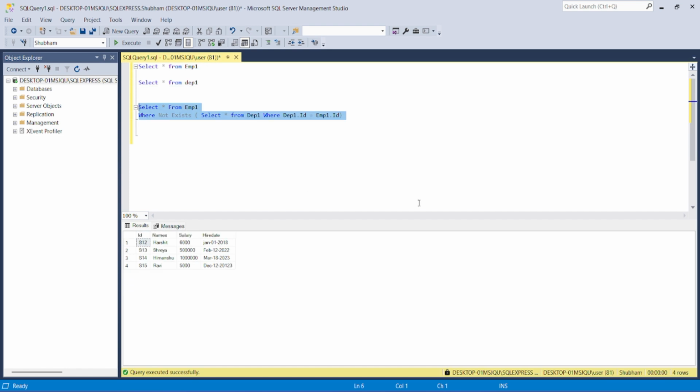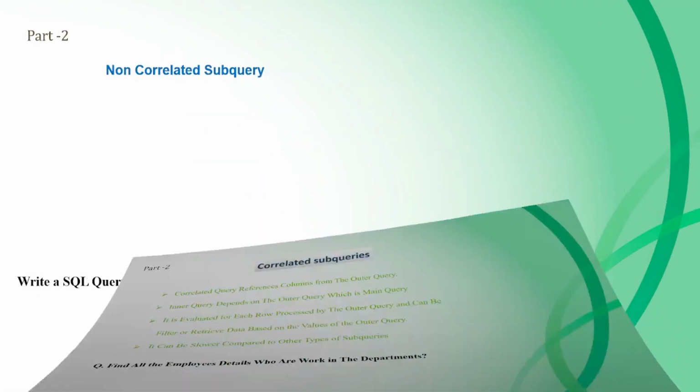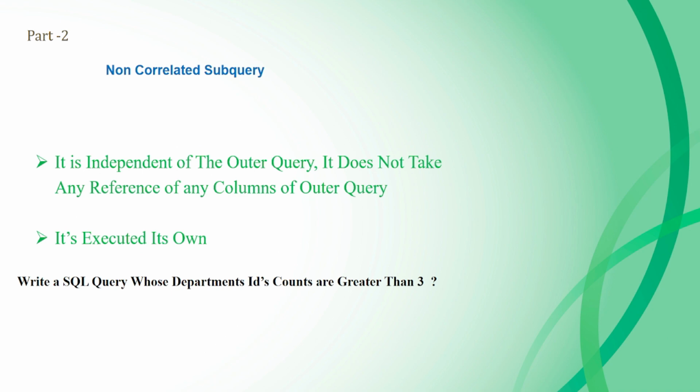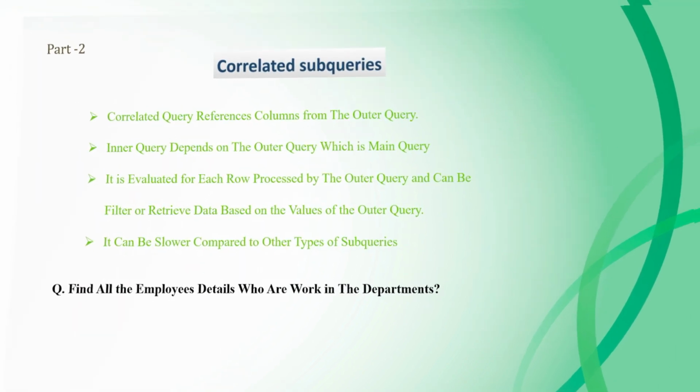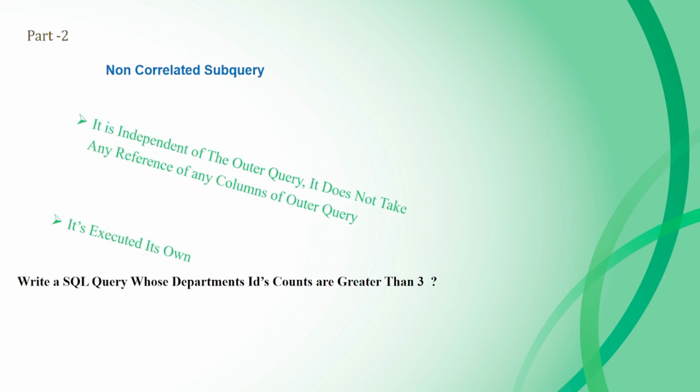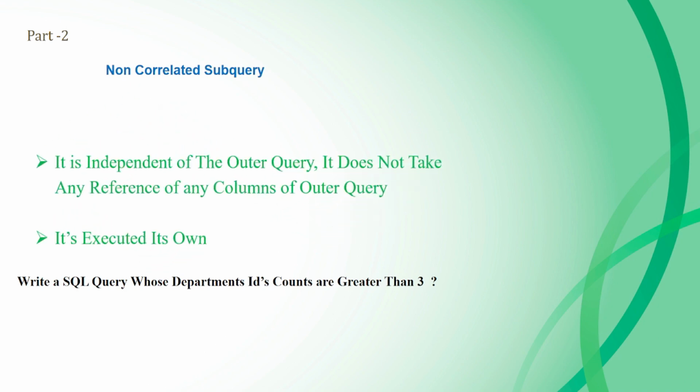And now let's discuss the non-correlated subquery. Here we have the points: it is independent of the outer query. It does not take any reference to any column of the outer query. So it is an independent query. It's not dependent like a correlated subquery, because a correlated query references columns from the outer query. But a non-correlated subquery is an independent query. It does not depend on the outer query and is executed on its own.